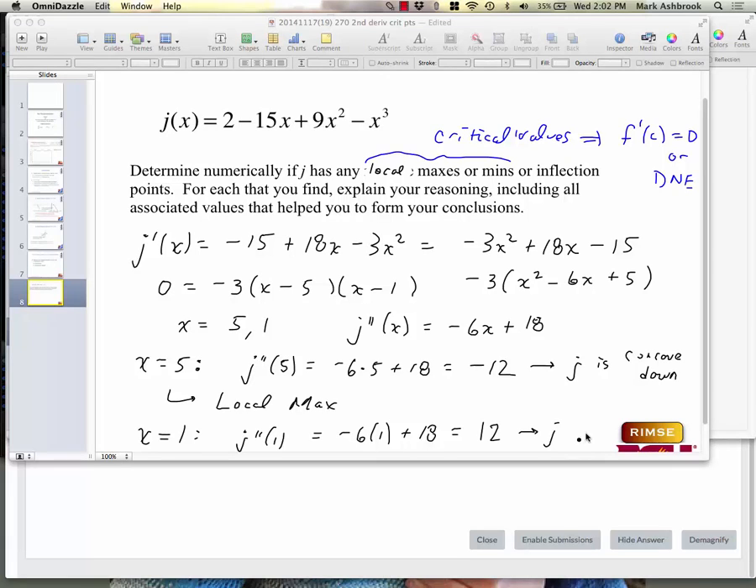Okay, so J is what? Concave up. All right, so concave up and first derivative 0 means? First derivative 0 and concave up: local min. So we have a local max at 5, local min at 1.